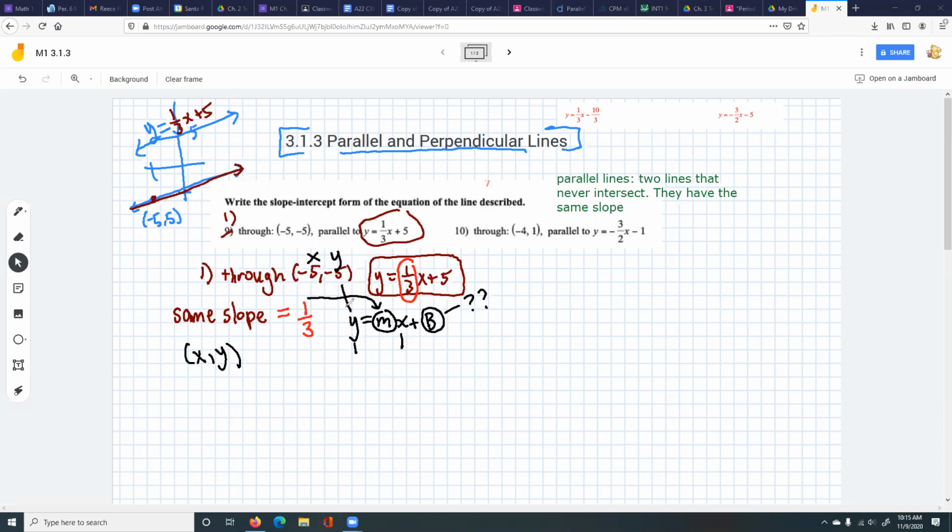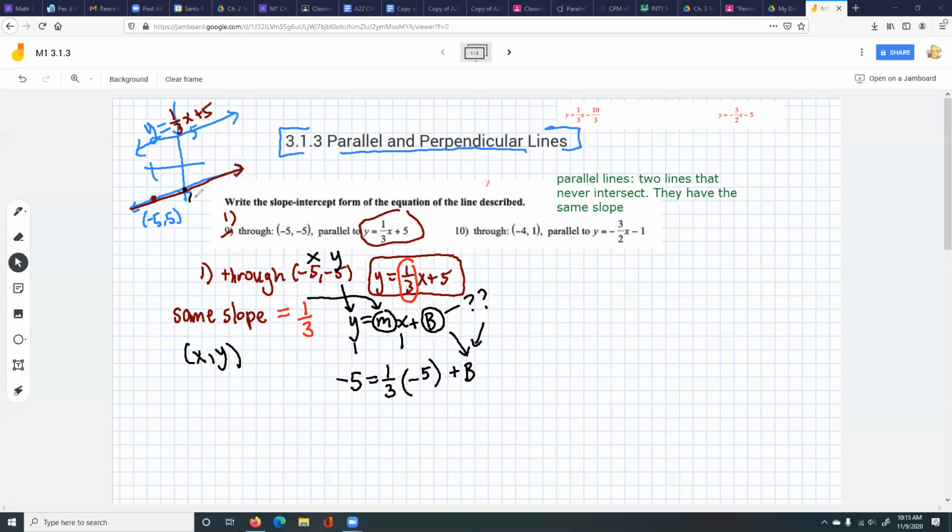I'm going to plug in the y first, which is -5. -5 equals the slope, which is 1/3, times the x value, which is -5. Oh, this is going to be an ugly fraction, but okay. Hopefully the next one's not an ugly fraction, but that's okay. It'll show you how to do fractions. Plus b, we're looking for b, right? This is what we don't know that we're looking for. We know x, we know y, we know m. So let's solve for b.